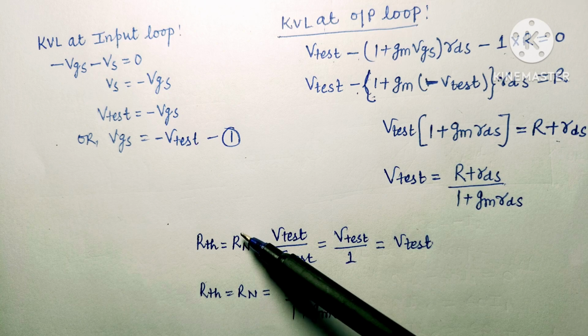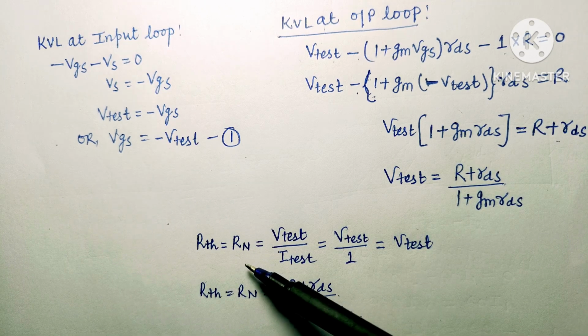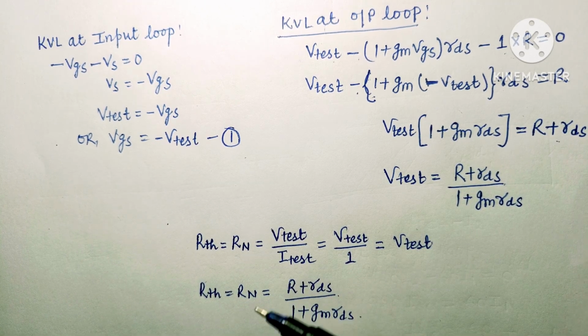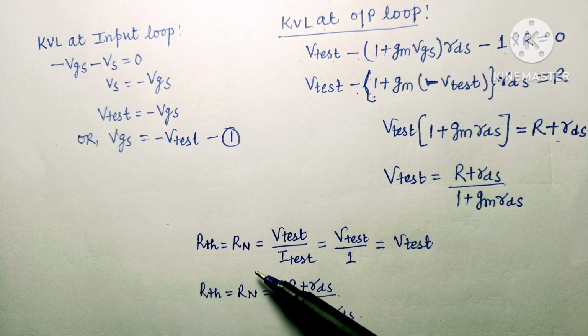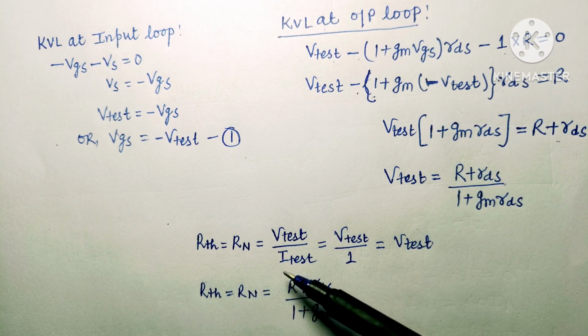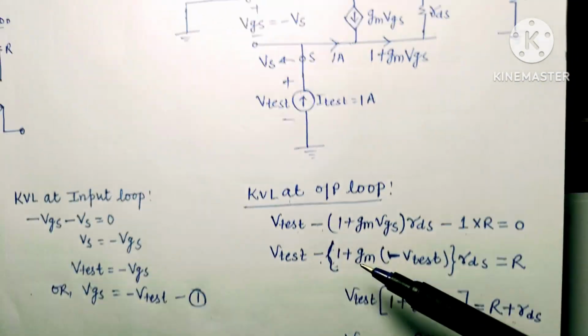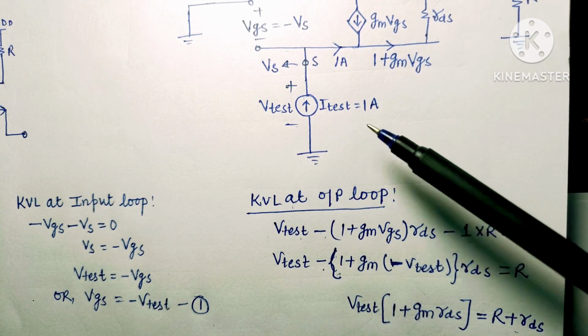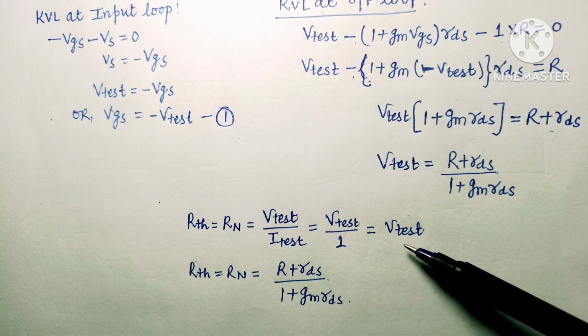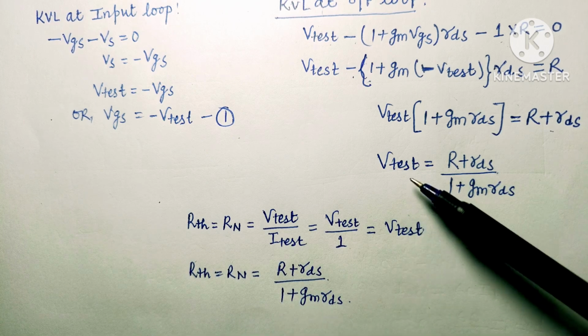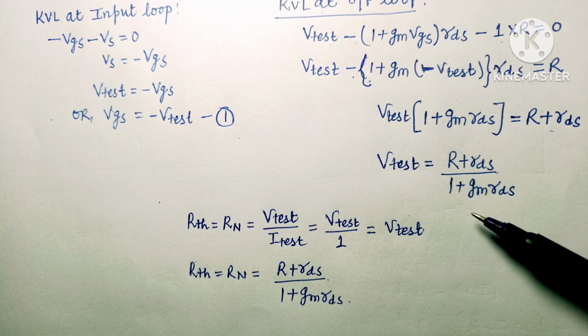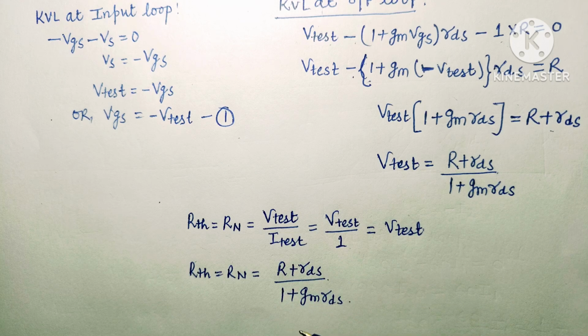We will see in our Norton's theorem how we can solve for this resistance Rn. So we can say that RTH is equal to Rn, and the value of RTH and Rn will be equal, and these values can be written as V test upon I test. We have assumed I test is equal to 1 in this question, so the RTH value will be V test. So RTH equal to Rn can be written as the V test value we have calculated here, capital R plus RDS whole upon 1 plus gm RDS. So this is the equivalent Thevenin's or Norton resistance of this MOS resistance.